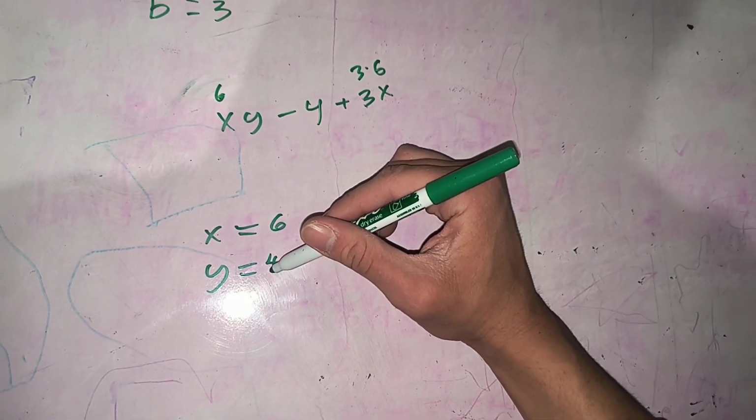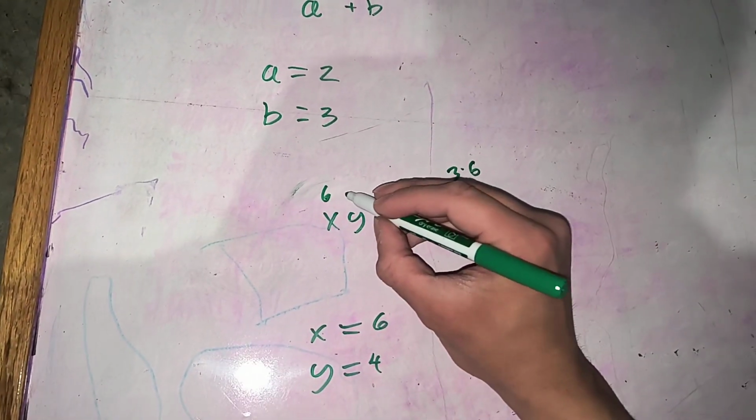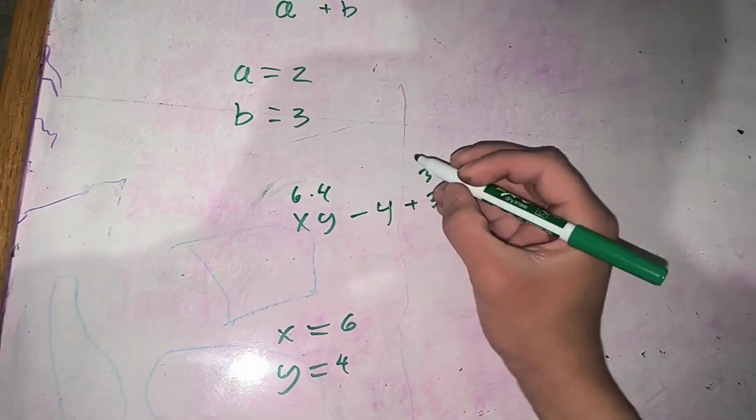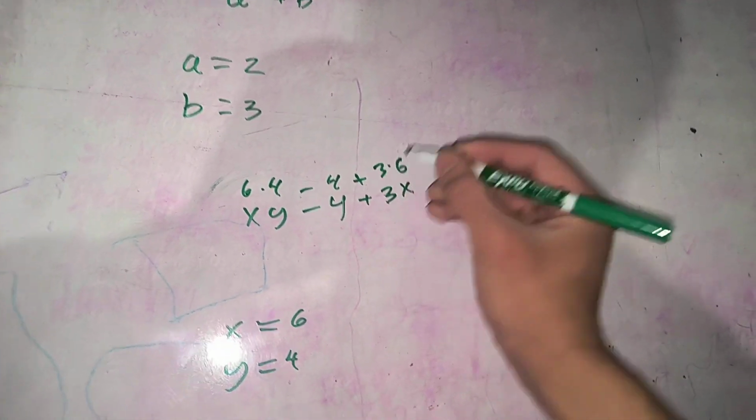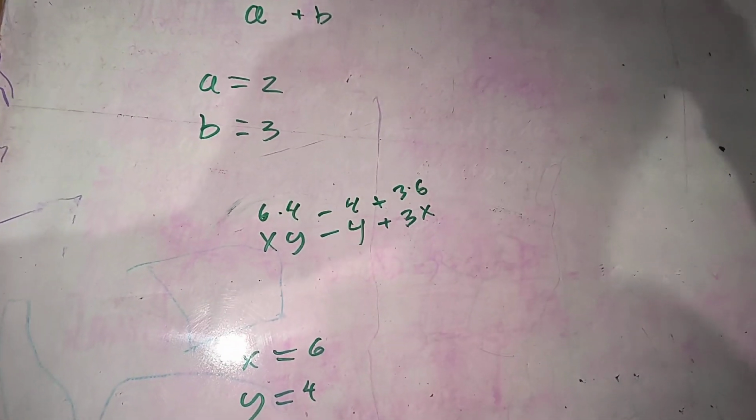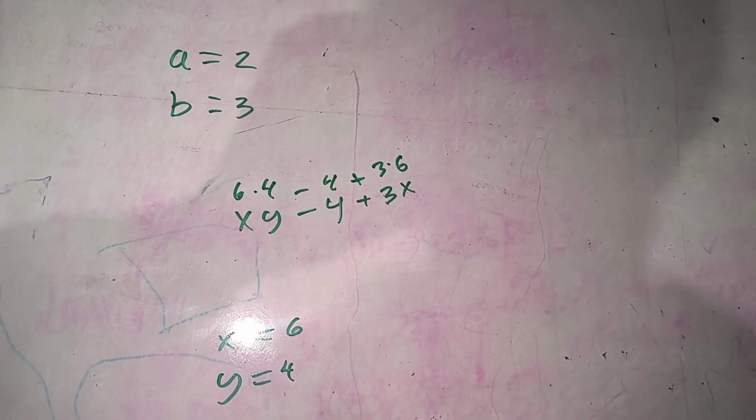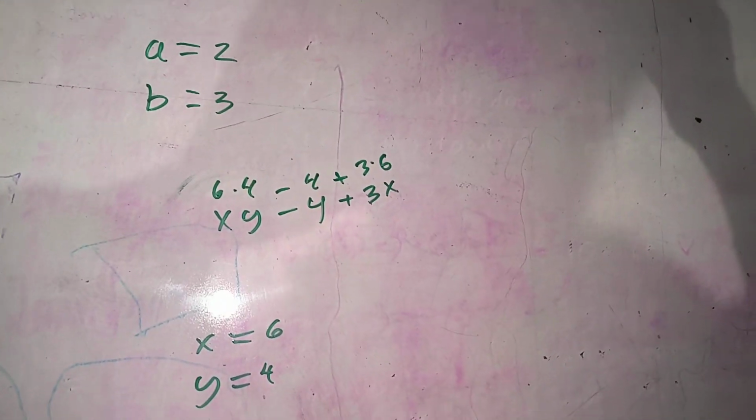And every place we see a y, we replace it with a 4. So a 4 right here and a 4 right here. So then this expression will now be 6 times 4 minus 4 plus 3 times 6. Now we can evaluate it.